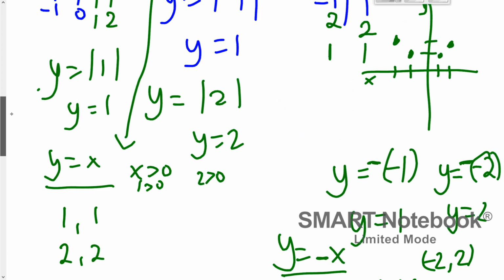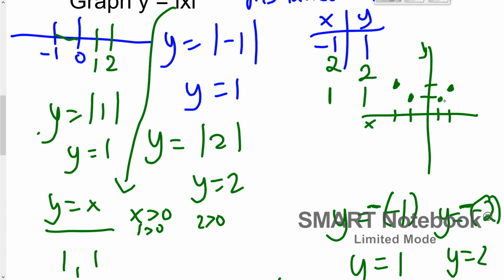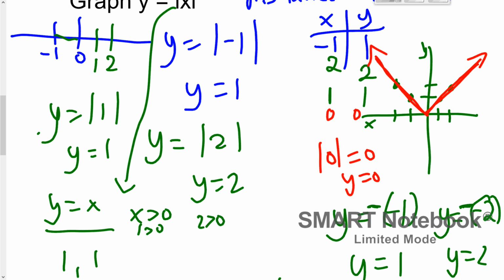So what it looks like is two lines, but when I come here to 0, what's the absolute value of 0? It's still 0, right? So I get this point (0, 0). And then I come back, right? Because all my negative x's are going to change to positive. All my positives stay positive, so I go this way. But all my negatives, they switch to positive. So it's a V shape.